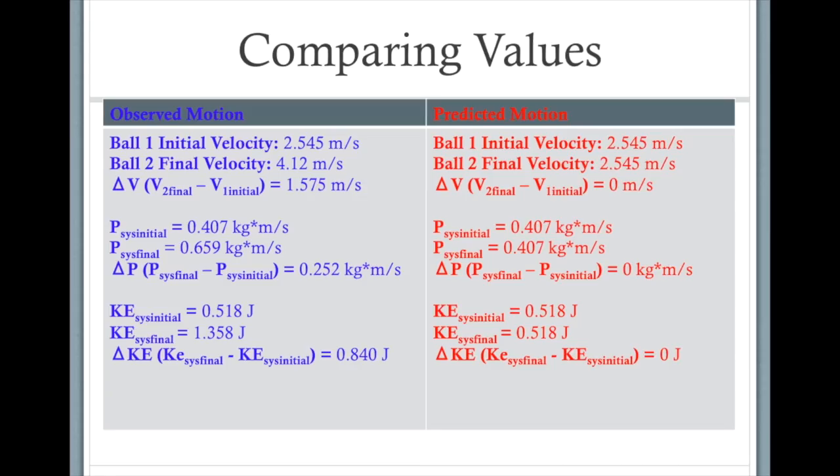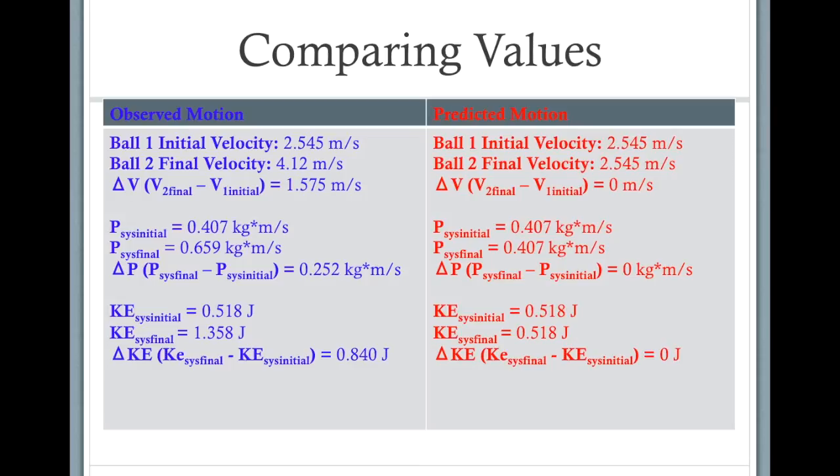When comparing values between the observed and predicted motion, we see a much larger difference than what's seen on the graph. I found the change in velocity by subtracting the initial velocity of ball 1 from the final velocity of ball 2. In the predicted motion, since both velocities are equal to 2.545 meters per second, I found the change in velocity equal to 0 meters per second. In the observed motion, however, the final velocity is much larger than the initial velocity, so the change in velocity is equal to 1.575 meters per second.